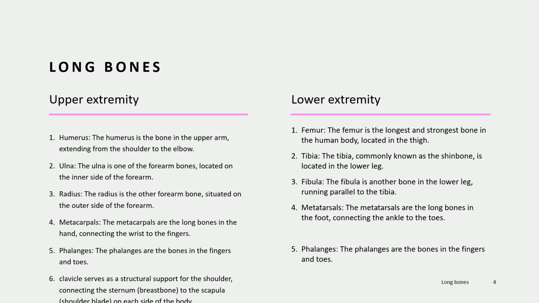Within lower extremities, we have the femur that goes from the pelvis to the knee joint. The femur is the longest and strongest bone in the human body. We then have the tibia in the lower leg, and the tibia's common name is the shin bone. We also have the fibula in there.